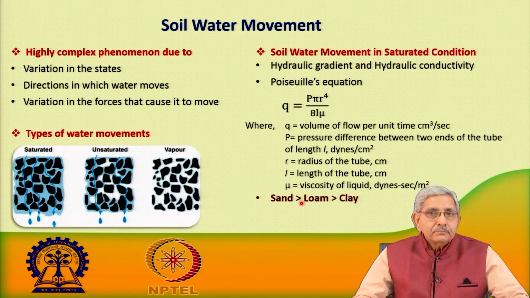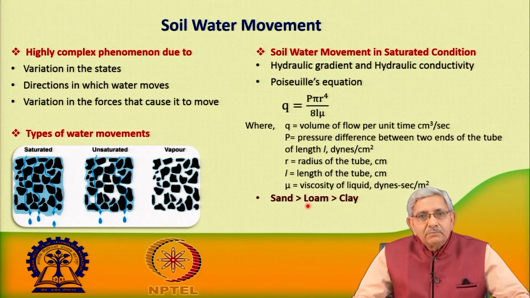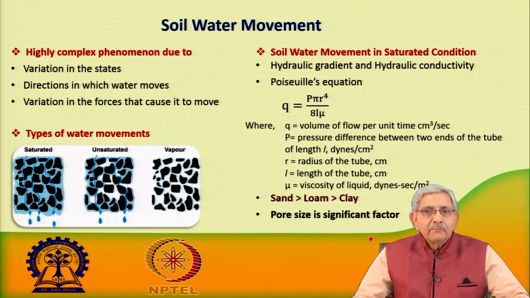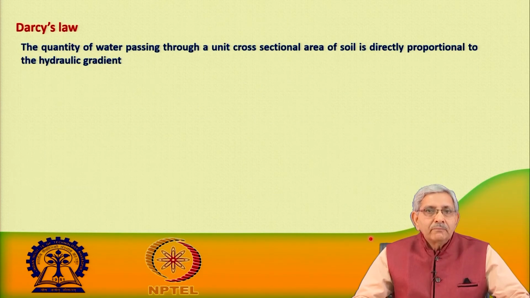So, this can be given that sandy soil has a high rate of flow. It is true that the diameter of the soil pores is larger as compared to loamy soil or clay soil. So, pore size is a dominant factor when we apply Poiseuille's equation.